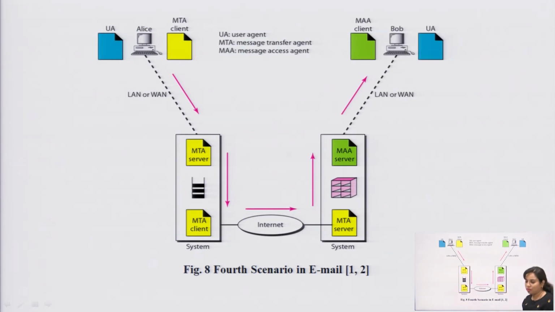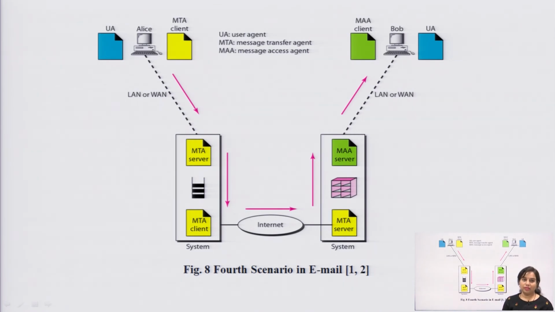Now, this is the fourth scenario in email. In this fourth scenario, you can see that both the transmitter and the receiver, like the client and the server, are connected through WAN. So, this is the extended version of the previous diagram, and you can see how the complexity of the email has increased from the first scenario to the fourth scenario.